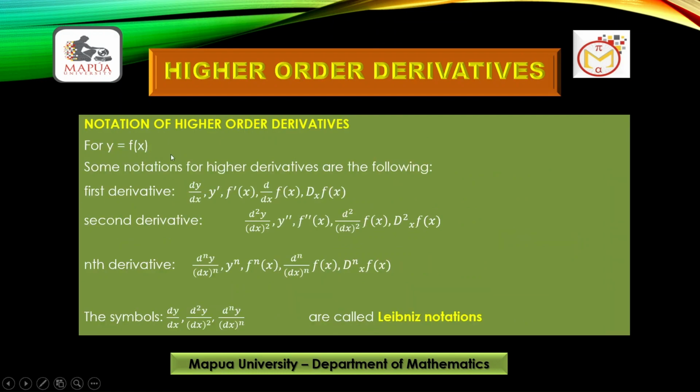We have this notation, and this is only for the function y equal to f of x. So we have the first derivative as the derivative of y with respect to x, or y prime, or f prime of x. Now the second derivative is expressed as the second derivative of y with respect to x, or y double prime, or f double prime of x, and so on. Therefore, the nth derivative is the nth order derivative of y with respect to x, or y raised to n, f raised to n of x, and so on. Now, these symbols are called the Leibniz notations.